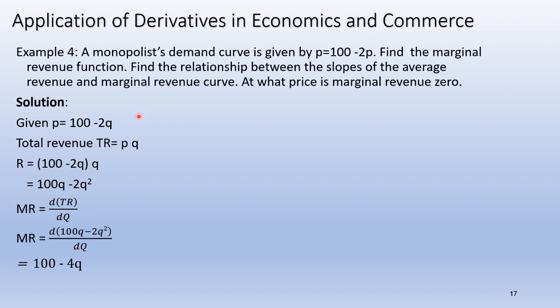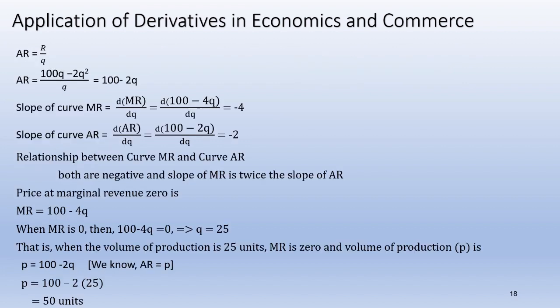Solution. Given P is equal to 100 minus 2Q. Total revenue TR is equal to PQ, which is equal to (100 minus 2Q) times Q is equal to 100Q minus 2Q square. MR is equal to d of TR by dQ, which is equal to 100 minus 4Q. AR is equal to TR by Q, substituting and simplifying we get 100 minus 2Q. Slope of curve MR is equal to differentiating MR with respect to Q, we get minus 4. Slope of curve AR is equal to differentiating AR with respect to Q, we get minus 2.